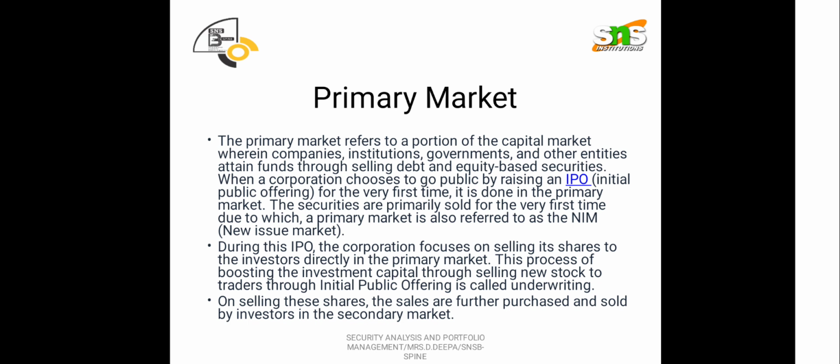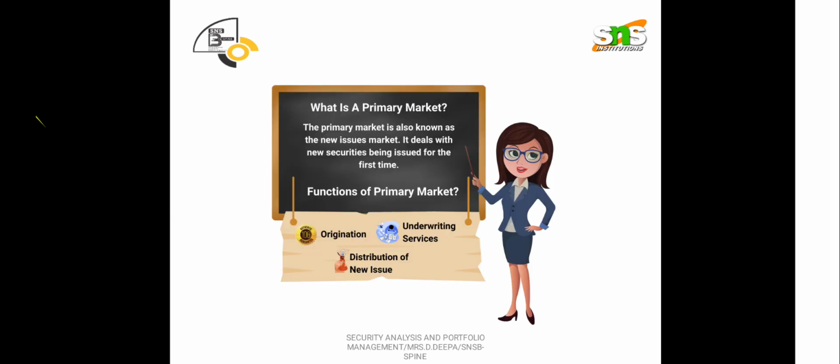And this activity of bringing new stock to traders is called an initial public offering, that is IPO, and it is also called underwriting. On selling all these shares, the shares are further purchased and sold by investors. For the first time it has to happen in the primary market, and then it happens again and again. Further purchasing and further sales are called the secondary market.